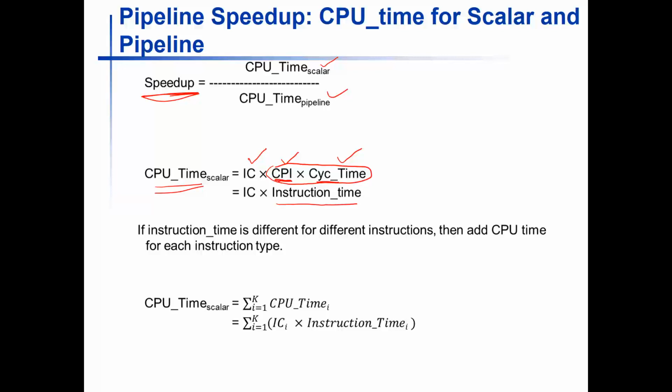Well, what about now? Suppose I have different times for different instructions. So in this case, I will have to use this formula where for every set or class of instructions, I will have to multiply it by its own share of instruction count, and its own instruction time, as we will see in the example very shortly.